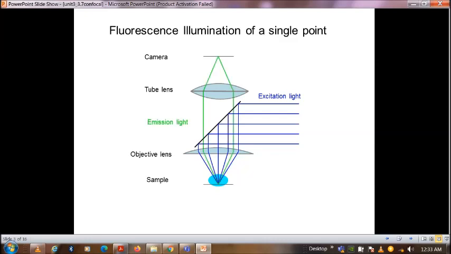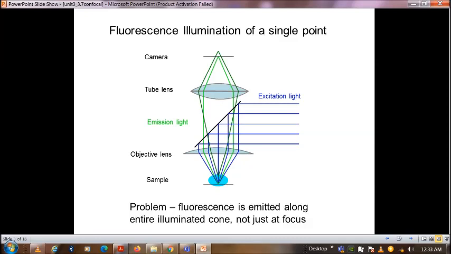So this is the fluorescence illumination. If an emission light is applied, from the camera we can detect the surface of the image or the interior of the image using this excitation light and emission light. By adjusting the distance, we can view the object very accurately. This is given over here. The only problem is that fluorescence is emitted along the entire illumination cone and not just at the focal point. So this is the only problem.